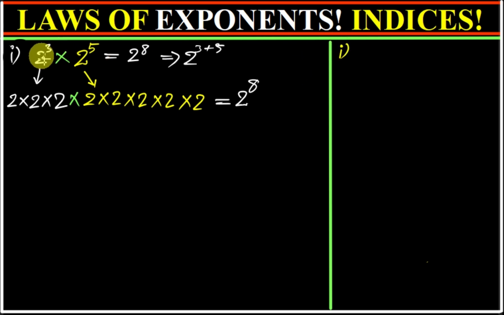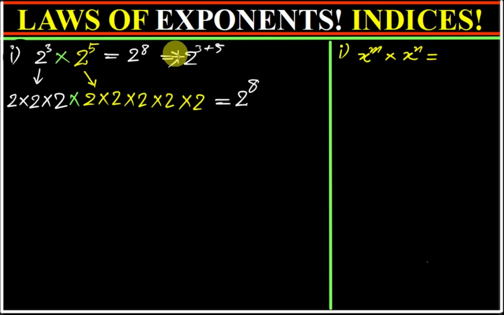We can make it general. Here 2 may be any number, that may be x, and here 3 may be any number, suppose m. So x raised to the power m times x raised to the power n. What will it be? One more condition is that the base should be the same. If the bases are different, then we cannot apply this law. We cannot add the powers if the bases are different. Here it is 2 and here the base is something else, 4 or 3.